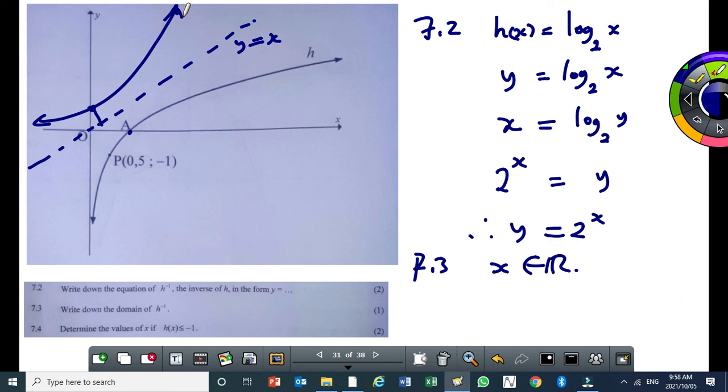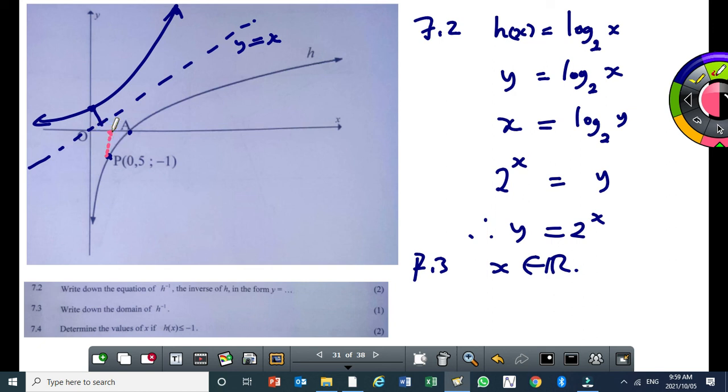Are you following? Then the next question is determine the value of x if h of x is less than or equal to minus 1. Now this one is a little bit tricky. But the basic idea is, what are the values of x such that the y values of this function, the logarithm, are less than or equal to minus 1? Now, your minus 1 is here. This is minus 1 at P, right? So, we want to know what is the value of x at this point here.